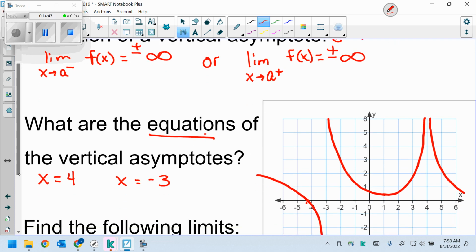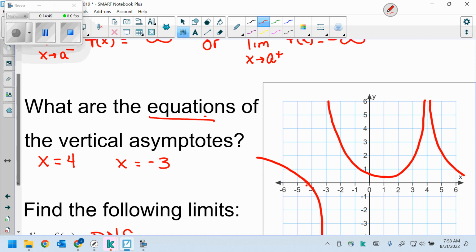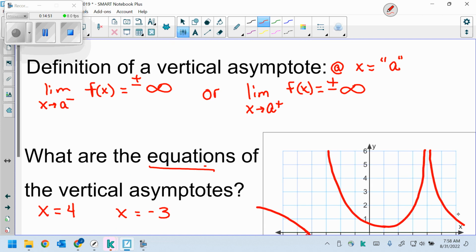So why is there a vertical asymptote at 4? Because I could just make one statement. The limit as x approaches 4 from the right is infinity. And I'm done. Or I could have said the limit as x approaches 4 from the left equals infinity. So just show one side or the other approaches either infinity or negative infinity. Okay? So that is a nice introduction to limits.